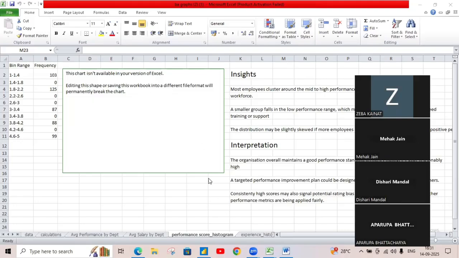Hello everyone, this is Mehak Jain. So I will be explaining the remaining graphs. Zeba, can you change the graph?